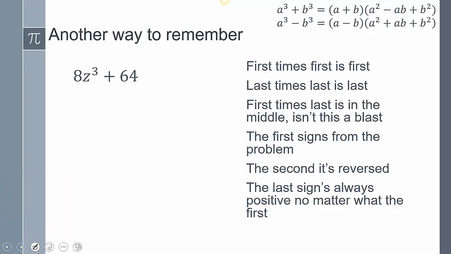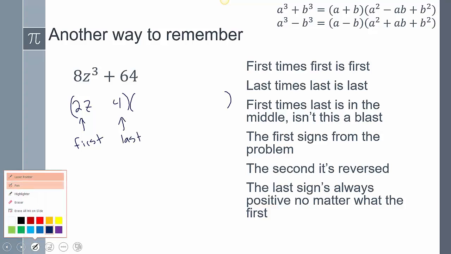So like I said, setting that up, you need to take the cube root of both, because that's a way of checking to see if I can even factor it. So taking the cube root, I get 2z and I can take the cube root of 64, and that's just going to be 4. And so now this is going to be dubbed as first, and this is going to be dubbed as last. And so now you can sing the song.